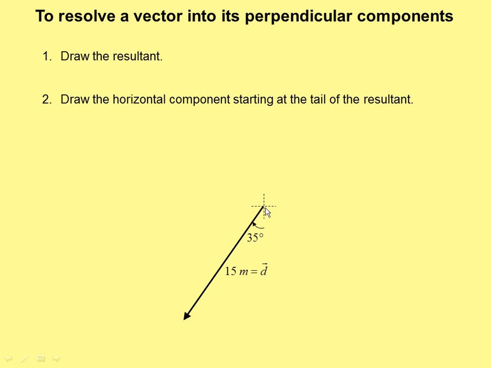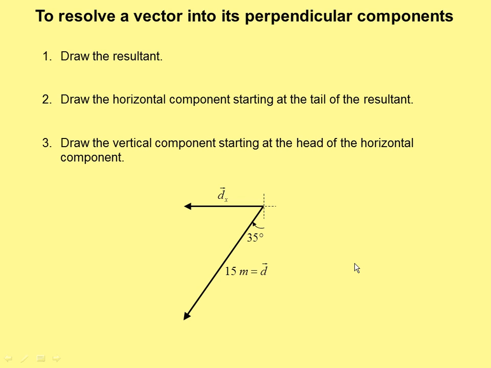Then we finished the vector diagram by drawing the vertical component, starting at the head of the horizontal, so that we had vector addition. So we're adding up the two perpendicular components. And then we did trig to figure out what they actually were. But it's important to actually at least sketch the diagram.